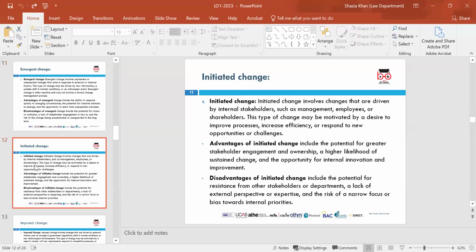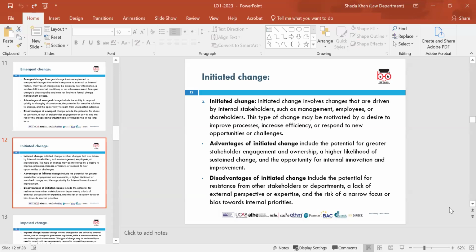Then we've got initiated change. This involves changes that are driven by internal stakeholders such as management, employees or shareholders. The change is motivated by a desire to improve processes and make them more effective. Advantages of initiated change include the potential for greater stakeholder engagement and ownership, a higher likelihood of sustained change, and the opportunity for internal innovation.